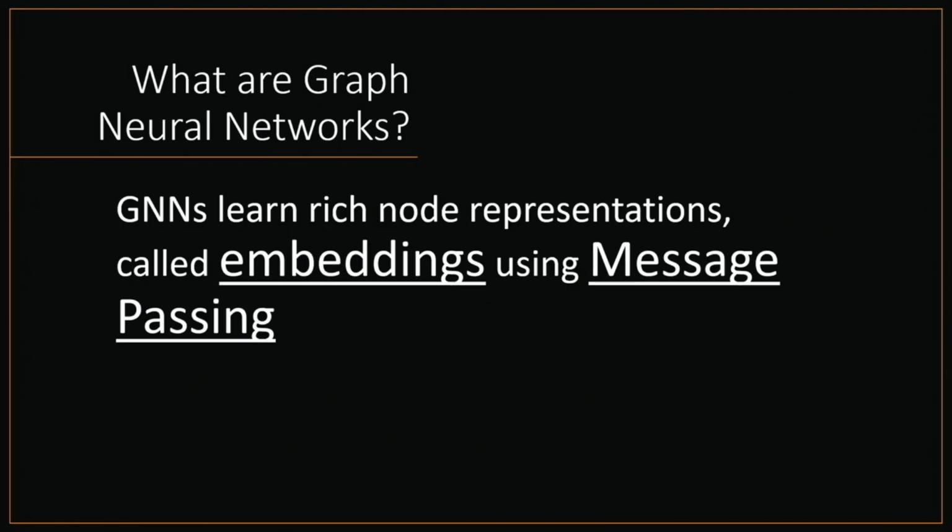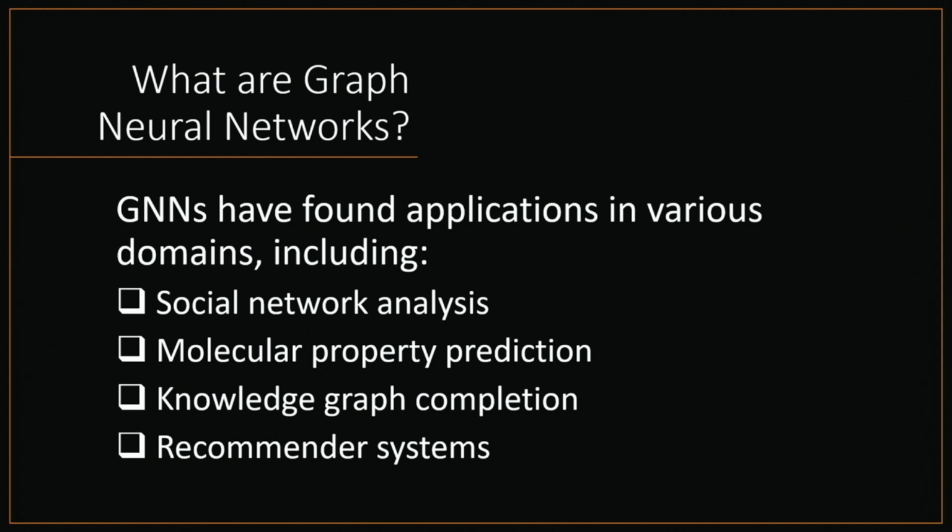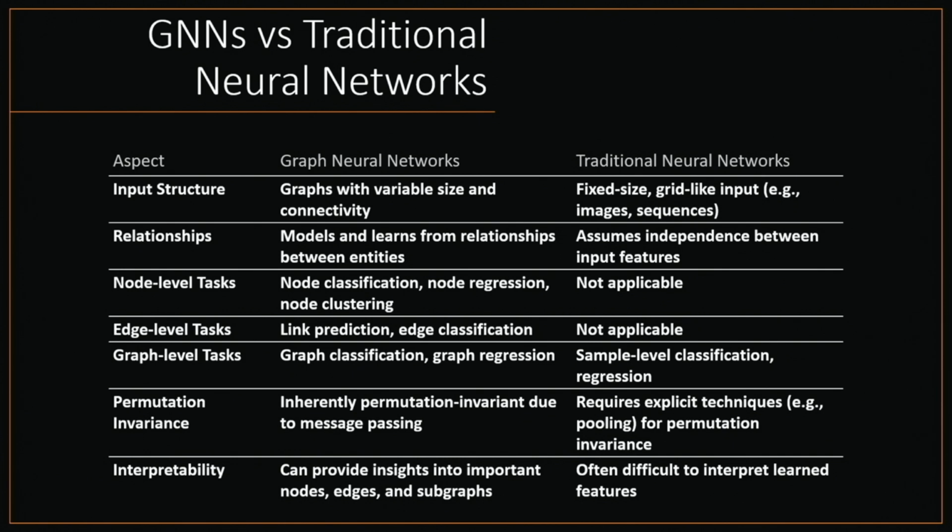GNNs have actually been used in a lot of different domains: social networks, knowledge graph completion, recommendation, like in Amazon, where I think they've been using it since the beginning, and Pinterest. Now let's talk a little bit about how they are different from traditional neural networks. The input structure of a GNN is a graph, while a traditional neural network takes grid-like input: an array of 10,000 features is sent into a neural network.